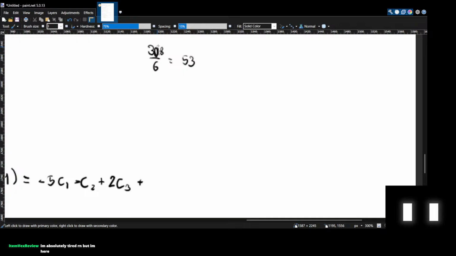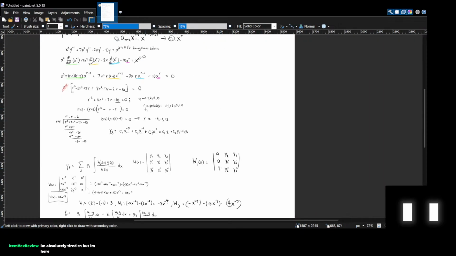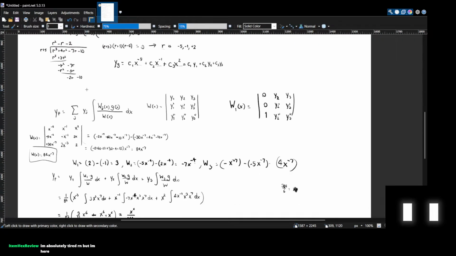This was supposed to be 308. So that's gonna be 3 over 154. Yeah, and it should be equal to what? It should be equal to -7.